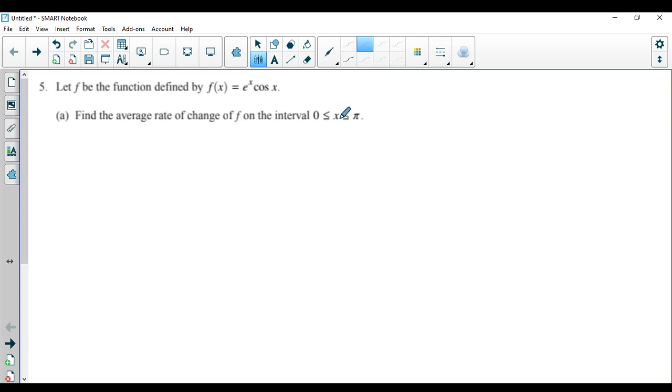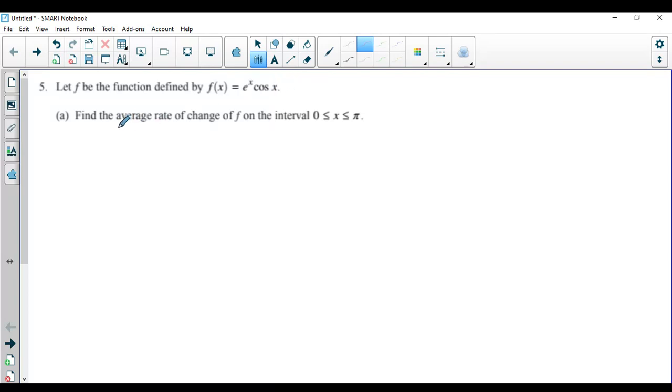Yep, here we go. We're going to go over question 5 from the 2018 AP Calculus AB exam. Bread and butter stuff here. It's a solid question. So here we go. Let's just get after it. Let f be a function defined by f of x equals e to the x cosine x.